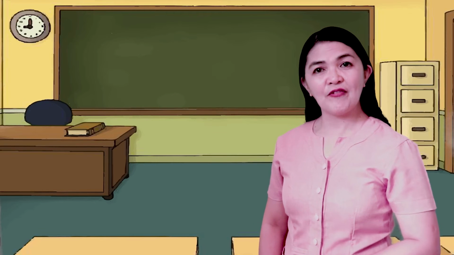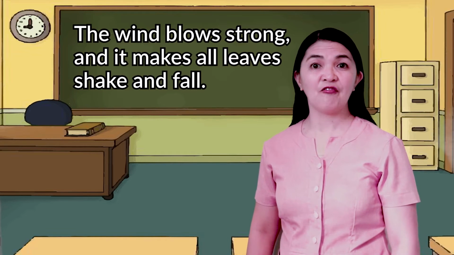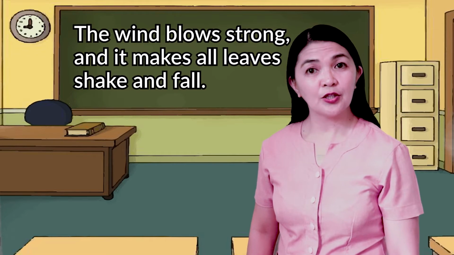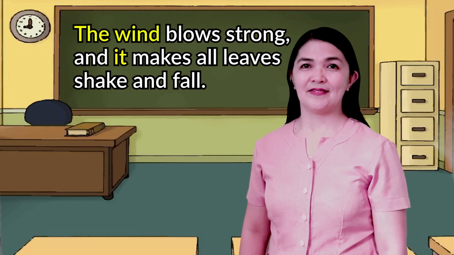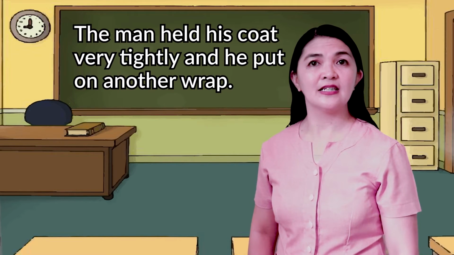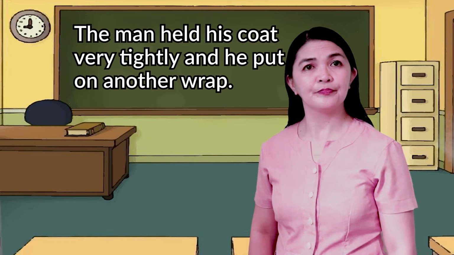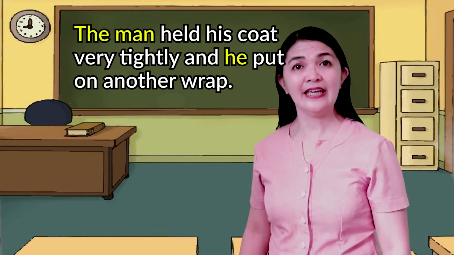For number 1, what are the two subjects of a compound sentence in: the wind blows strong and it makes all leaves shake and fall? The two subjects are the wind, it. Number 2, what are the two subjects of a compound sentence in: the man held his coat very tightly and he put on another wrap? The two subjects are the man, he.